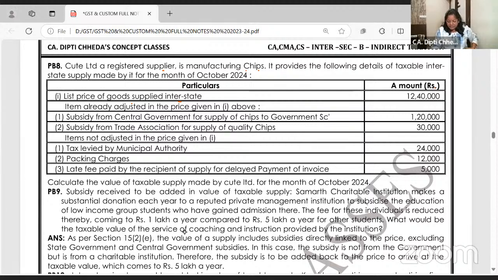Now, already adjusted means you have ignored it or not. That is a tricky part. So, subsidy from central government for the supply of the chips, already adjusted. So leave it, just ignore it. Subsidy from trade association, items not adjusted. So now adjust it and calculate the value. This one was tricky, I have told you.